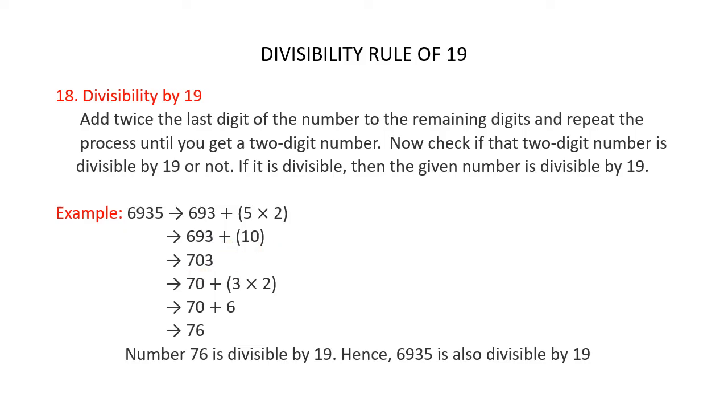Now repeat the process. Here 3 is the last digit and 70 is the remaining digits. Multiply 3 with 2. 3 multiplied by 2 is 6. So add this 6 to the remaining digits, that is 70. So 70 plus 6 is 76. 76 is divisible by 19. So the given number 6935 is also divisible by 19.